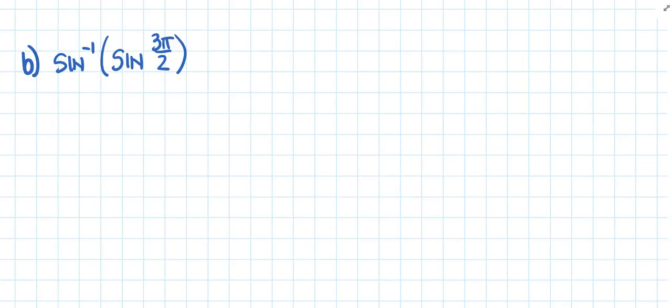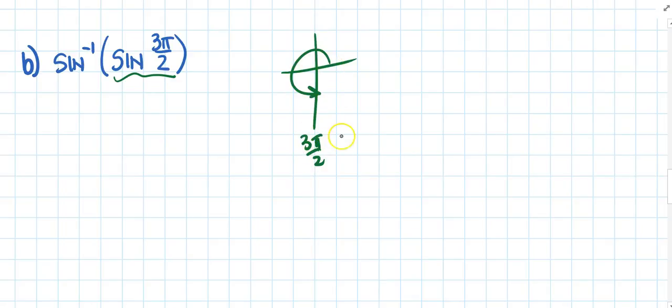Okay, let's take a look at example B here. Again, we're going to work from the inside out. This says the inverse sine of the sine of 3 pi over 2. I'll say that again. This says the inverse sine of the sine of 3 pi over 2. So working from the inside out, let's think about my unit circle. Here is 3 pi over 2. It's all the way around over here, and that is associated with a coordinate point, which we call 0, negative 1.